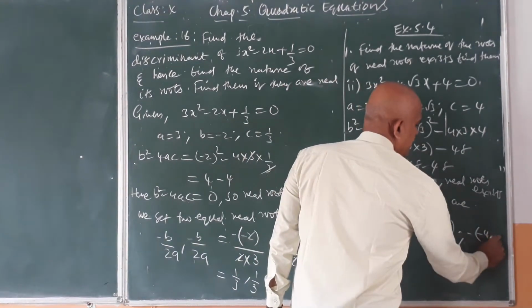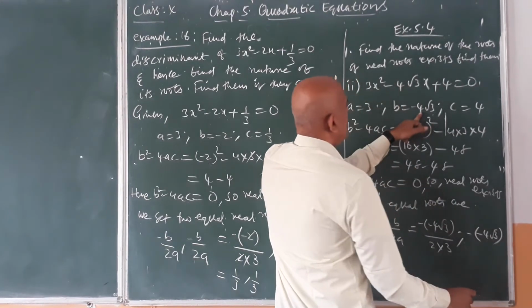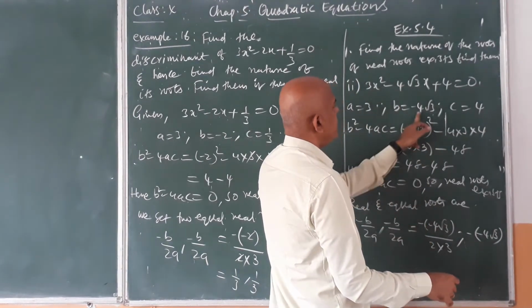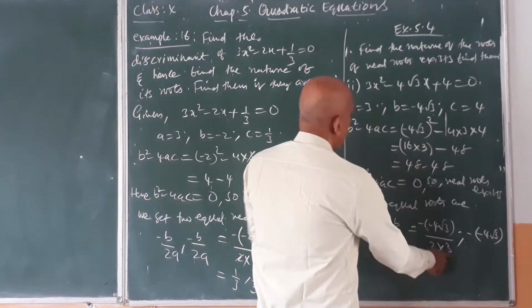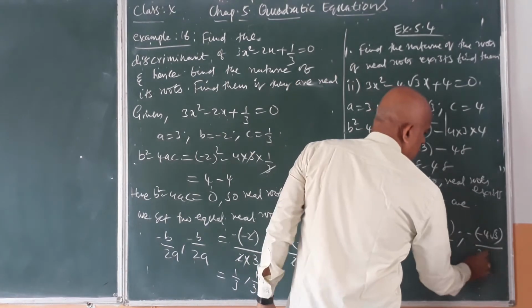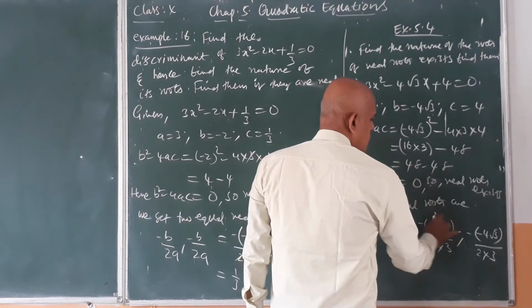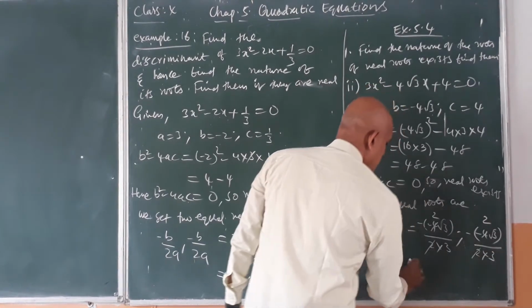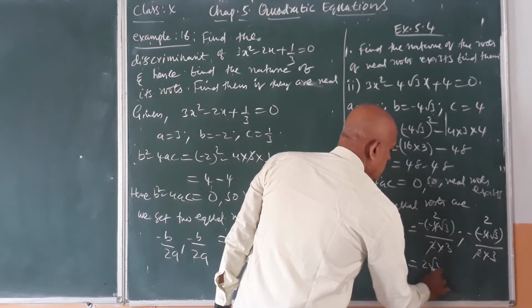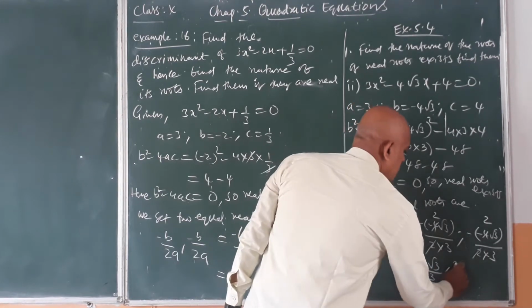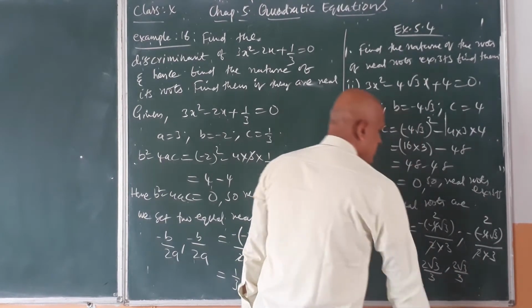B means minus 4 root 3, so minus b means minus 4 root 3, by 2a. 2 into a is what? 3. 2 into 3. So minus into minus plus, 2 ones 2, 2 twos 4. So what do you get here? 2 root 3 by 3 comma 2 root 3 by 3.